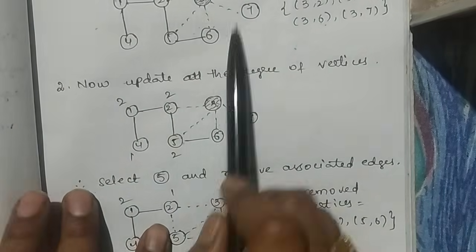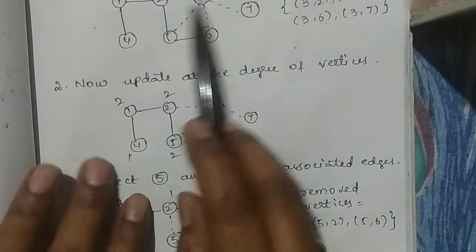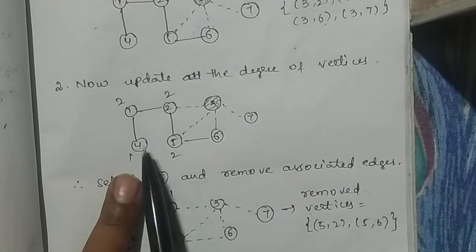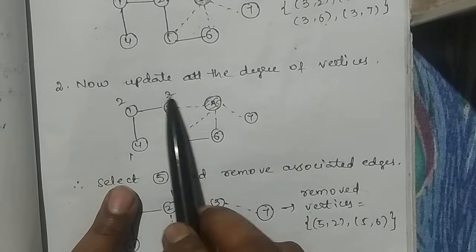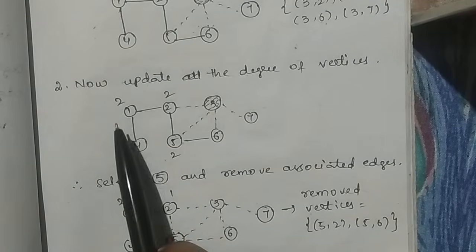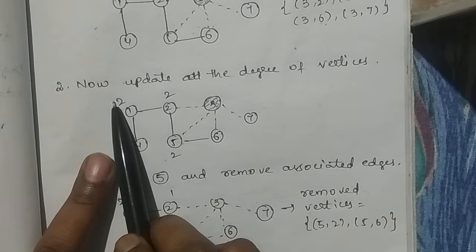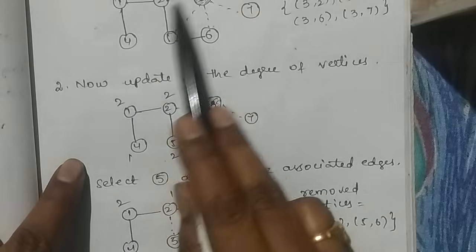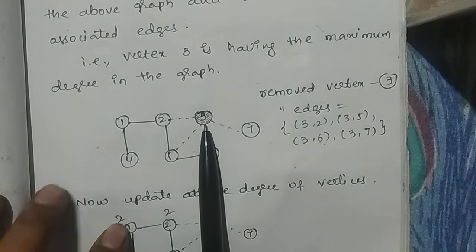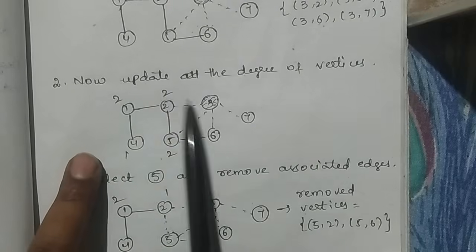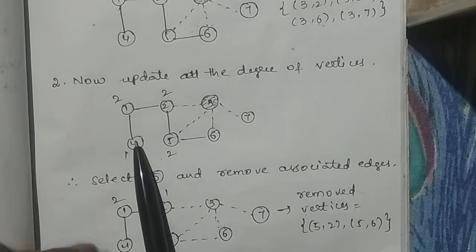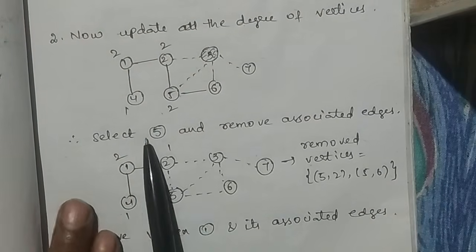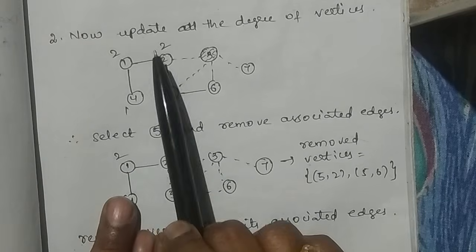After removing the edges which are connected to vertex 3, this is the next step. In this step again update the values of degrees of vertices. In this, vertex 1 is having degree value 2, vertex 2 is having 2. Just observe one thing, after removing the vertices in the first step, compulsorily update the values of the degree of all vertices. That means it is a compulsory step. So update the degree values of all vertices. Again find out the maximum degree vertex.